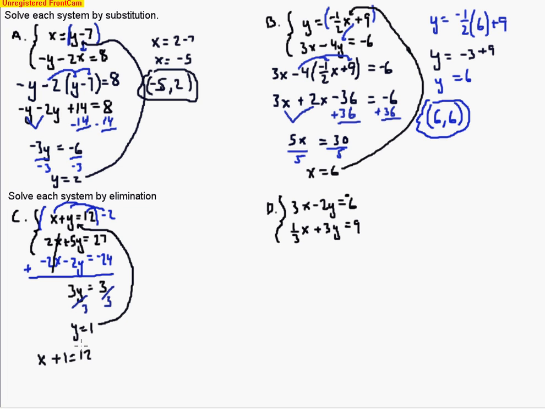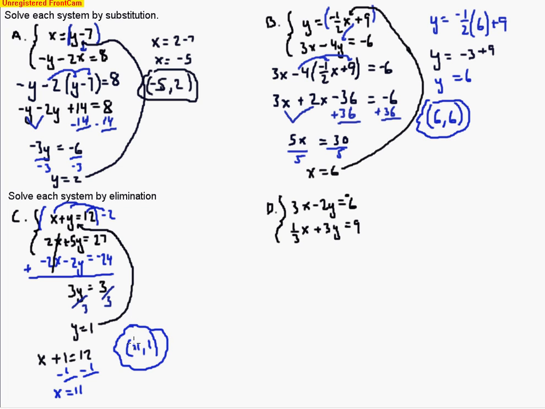Well, there's just one step to do there. All you have to do is subtract this 1 from both sides, and you'll have it. x is 11. So there it is. x is 11 while y is 1, and you've got your answer.